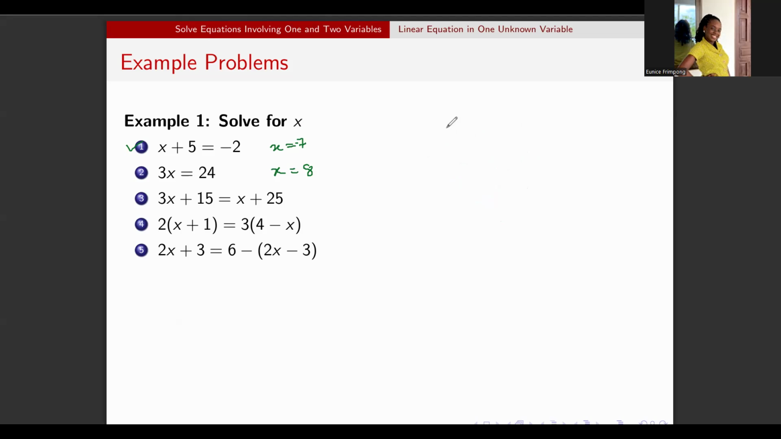Let's look at number 3. I have 3x plus 15 equals x plus 25. What do we do? First of all, I know my x must stand alone, but there's x here and there's x here. So I'll move one of the x's to join the other. I'll move this x to join 3x. The x here is a positive x. So when I cross it over the equal sign, it will become a negative x. So I'll have here 3x minus x.